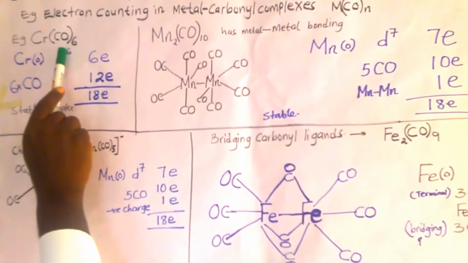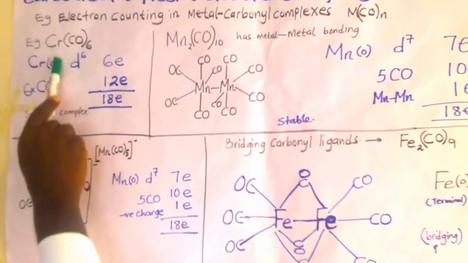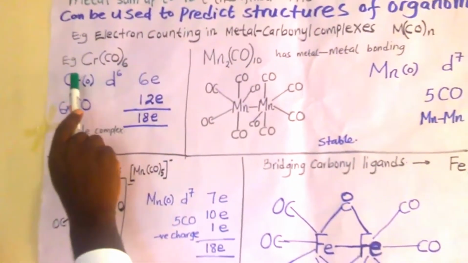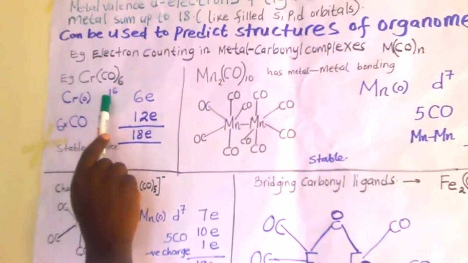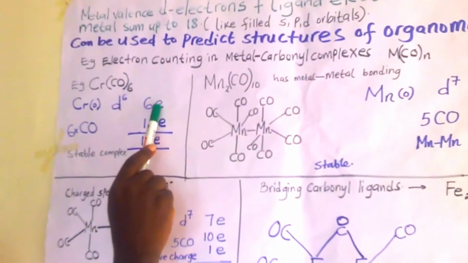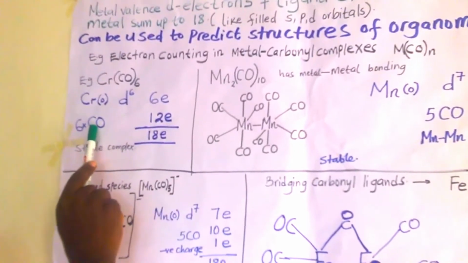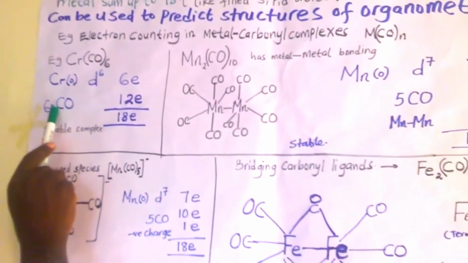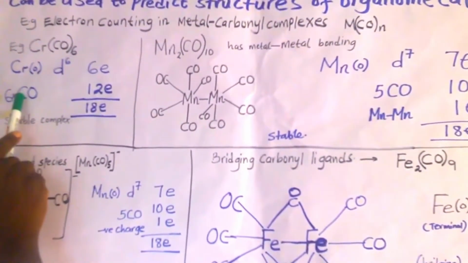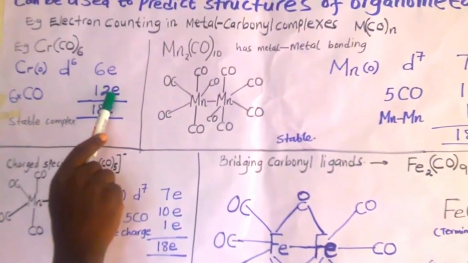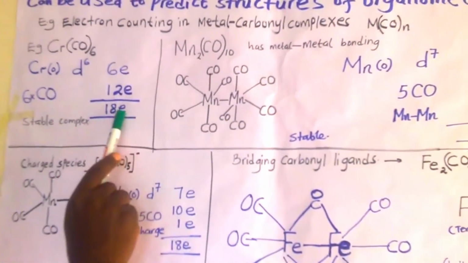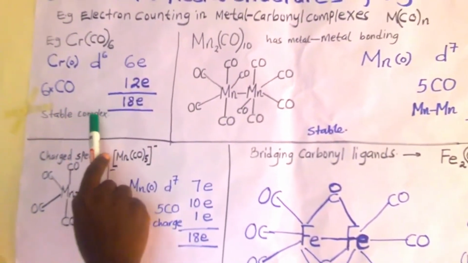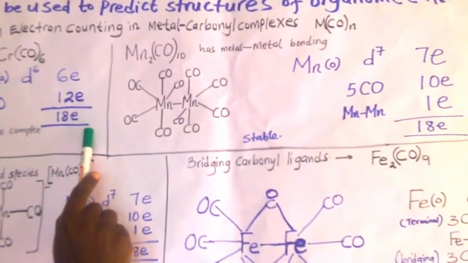So let's do the electron counting. We said chromium in 0 oxidation state, it's a D6. Remember, chromium is a first row transition metal element. It's a D6 and it has 6 electrons. It's surrounded by 6 carbon monoxide, but each one, we have said each carbon should be able to donate 2 electrons towards the metal. So these are 6, giving us a total of 12 electrons. So the overall total is 18 electrons. So this complex is said to be stable, because it obeys the 18 electron rule.